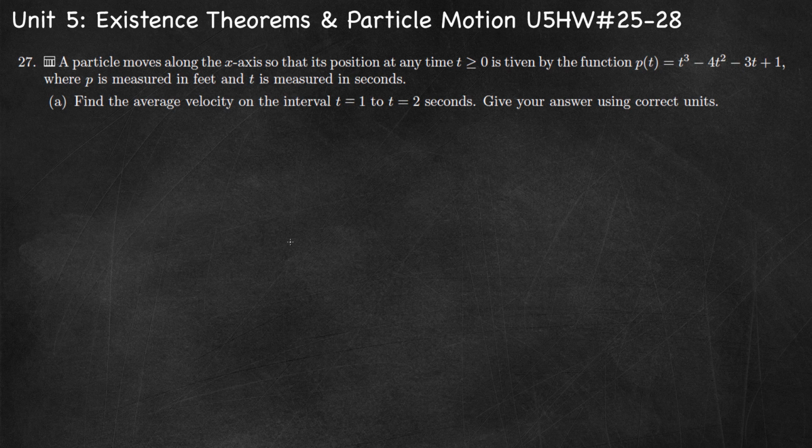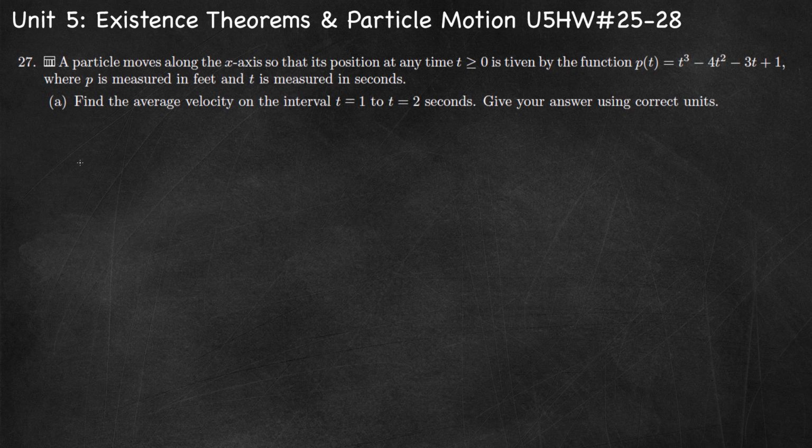Number 27, a particle moves along the x-axis so that its position for time t greater than or equal to 0 is given by p of t equals t cubed minus 4t squared minus 3t plus 1, where p is measured in feet, t is measured in seconds. Find the average velocity on the interval t equals 1 to t equals 2, and give your answer using correct units. This is a calculator active question.